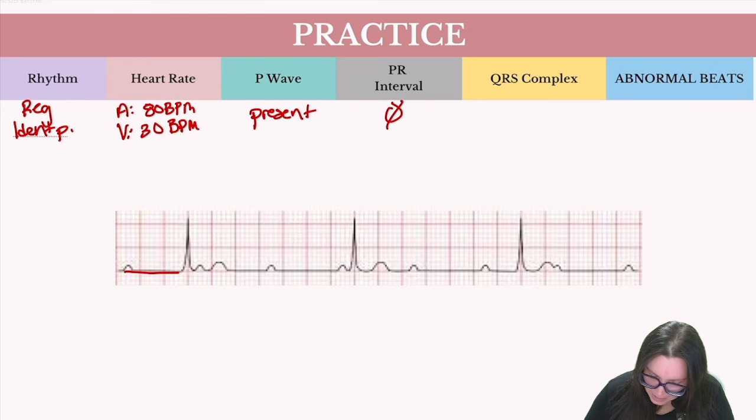Then if you move a little bit down, this one's behind the QRS complex. This one's even longer, right? We have nothing behind it. This one's hugging. This one, again, nothing behind it. This one's longer than any of these, right? It just doesn't make any sense.